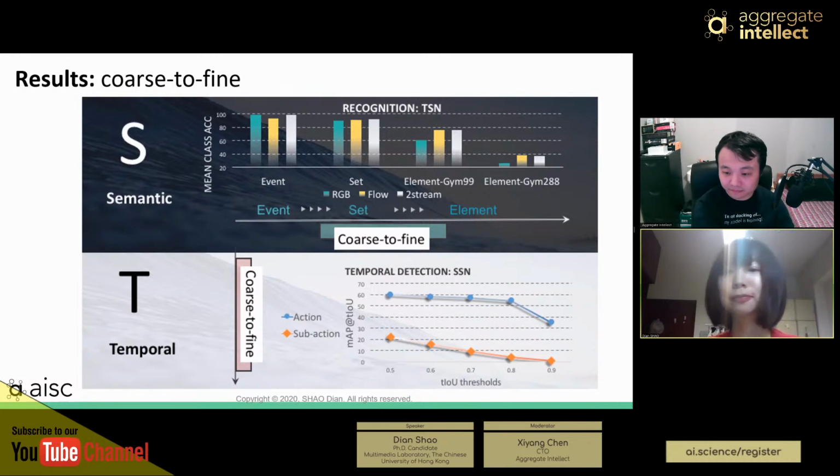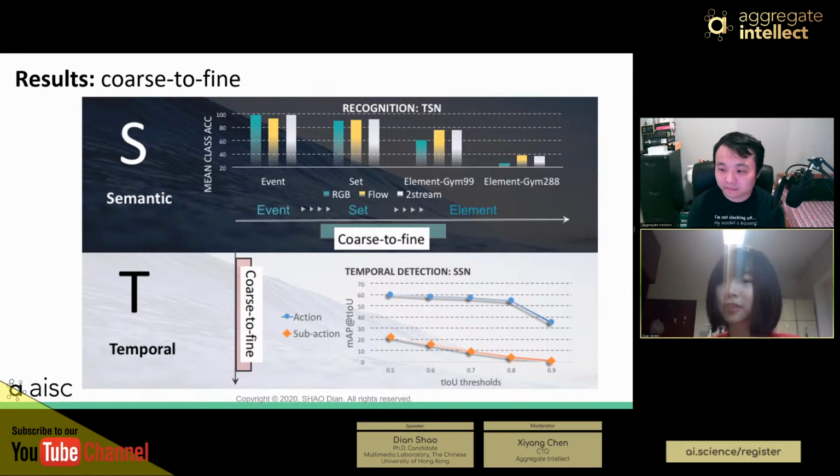Okay, here first, we show results of two representative methods from two classical action tasks, namely action recognition and temporal action localization. The upper half depicts the recognition performance of TSN, short for Temporal Segment Network. It's a very simple and efficient action recognition network, which is widely adopted by the community.